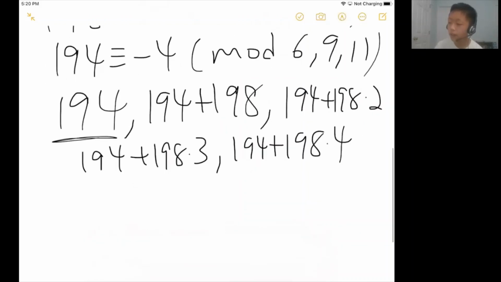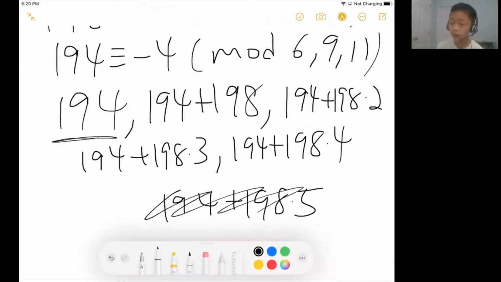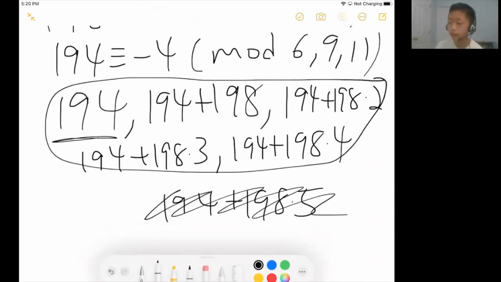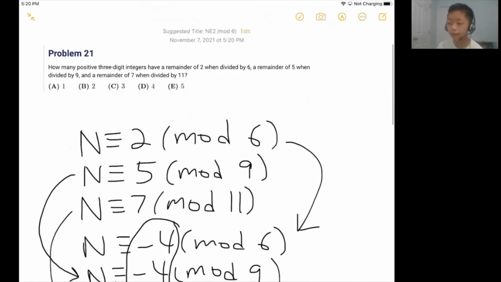And then if you go on to 194 plus 198 times 5, it turns out this would be over 1,000, so that's no longer 3 digits. So it turns out we only have 5 possible values here. And that would give us choice E, 5 possible values.